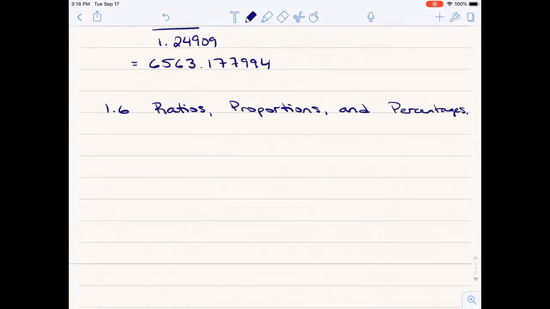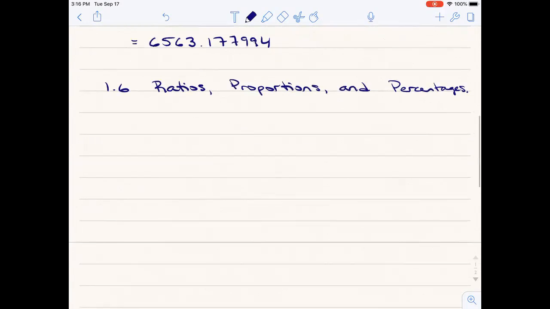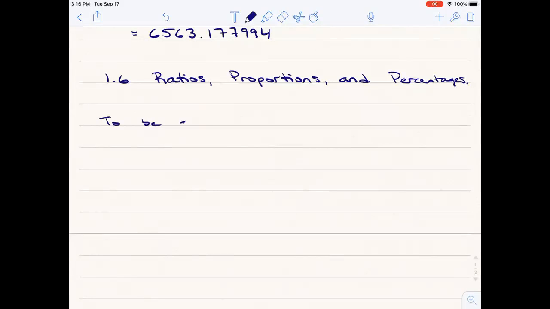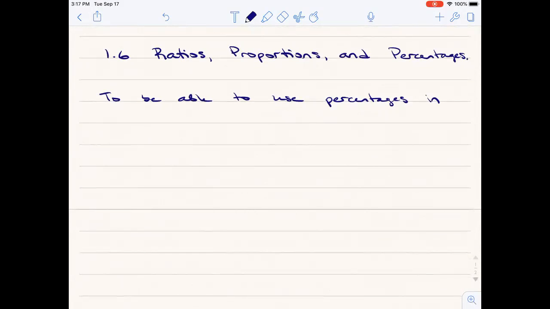The main thing: percentages are usually given as, say, 12% tax, like a whole number. But to use a percentage in math, in calculations, we have to convert it to a decimal first, okay? So to be able to use percentages in calculations, we need to use the decimal form.